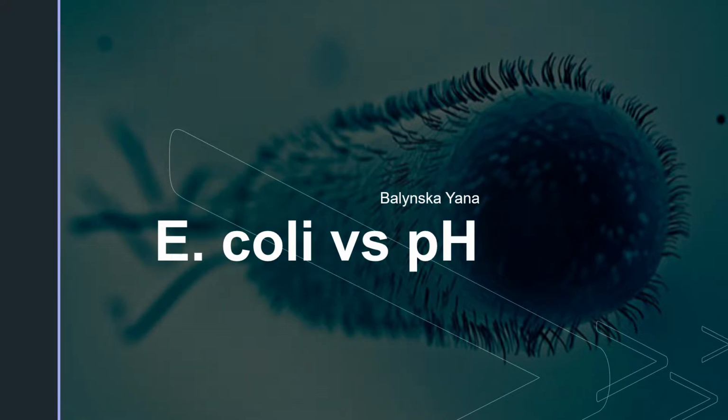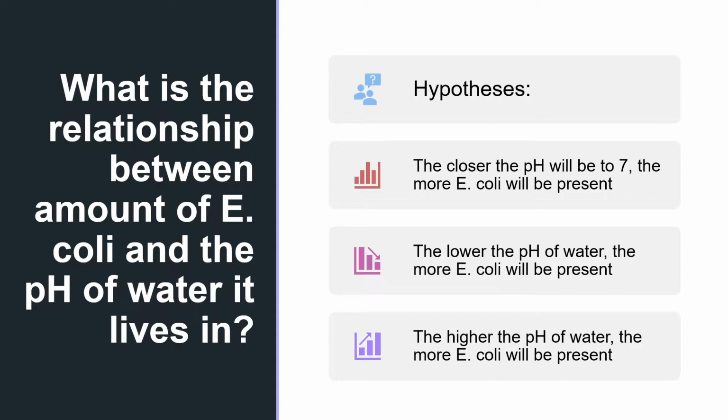My name is Yana, and today we'll be talking about the relationship of E. coli and the pH. I was wondering, what is the relationship between the amount of E. coli and the pH of water it lives in?